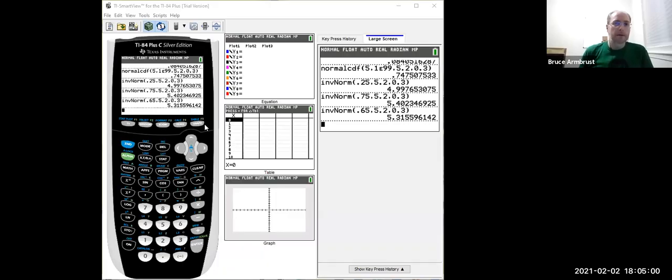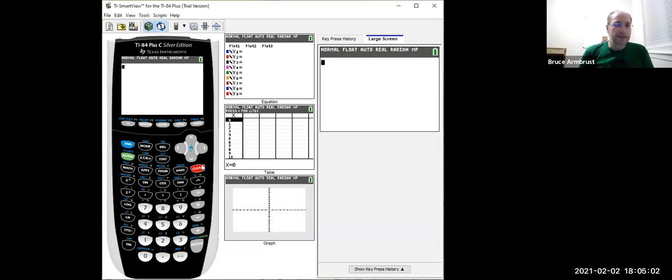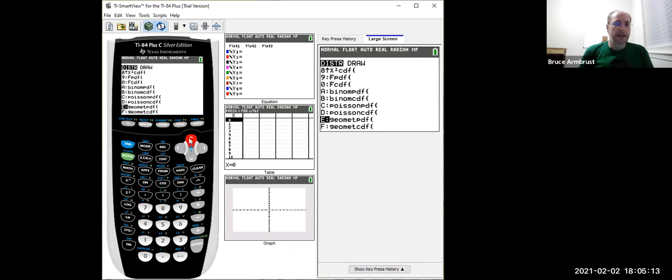Got to pull it back up. Okay. So let me just go ahead and clear all this stuff from where it was before. So we're going to go into distribution. So second distribution. We're doing a binomial. Let's go find it. So we're going to do binomial CDF.